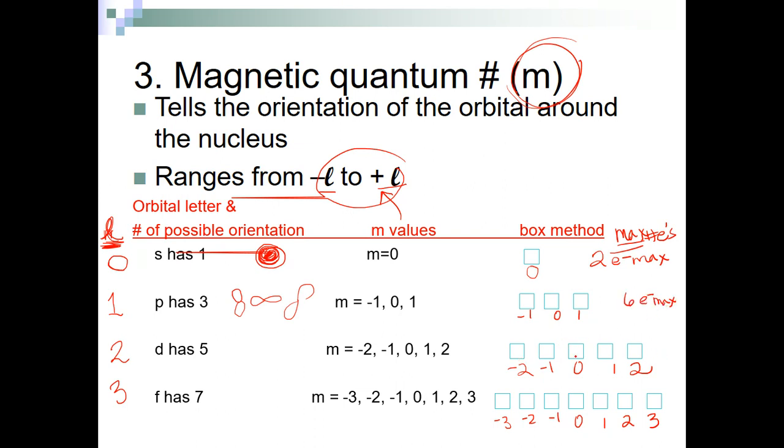So how many could fit in your d orbital? 2, 4, 6, 8, 10. And how about your f orbital? 2, 4, 6, 8, 10, 12, 14.